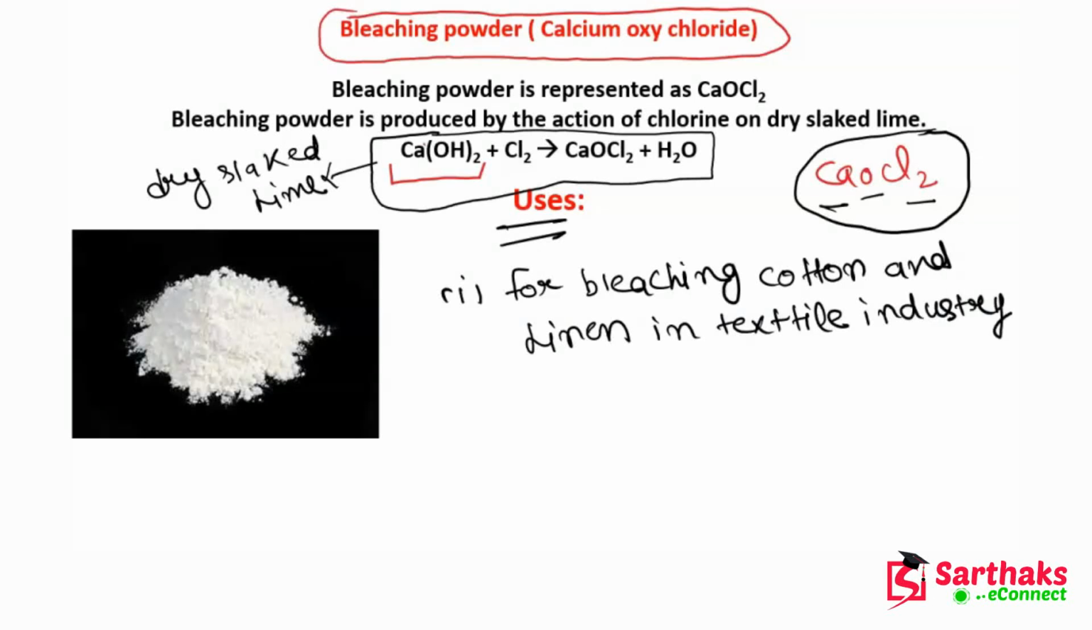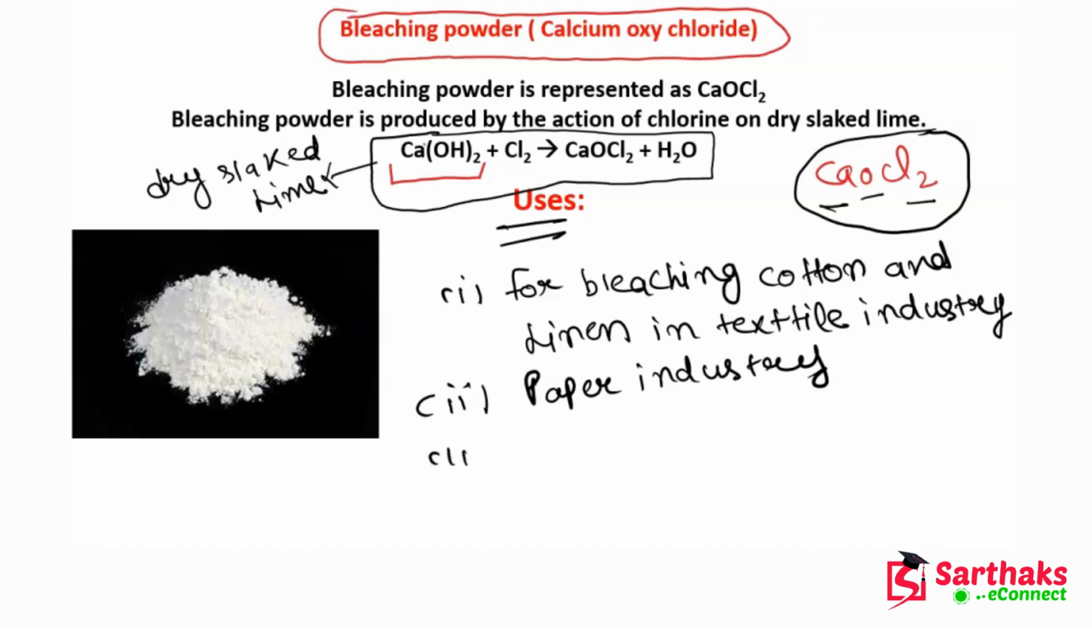Okay. Now guys, what are the other uses? The second use of this bleaching powder is bleaching wood pulp in the paper industries. Okay, so it is also used in paper industries.